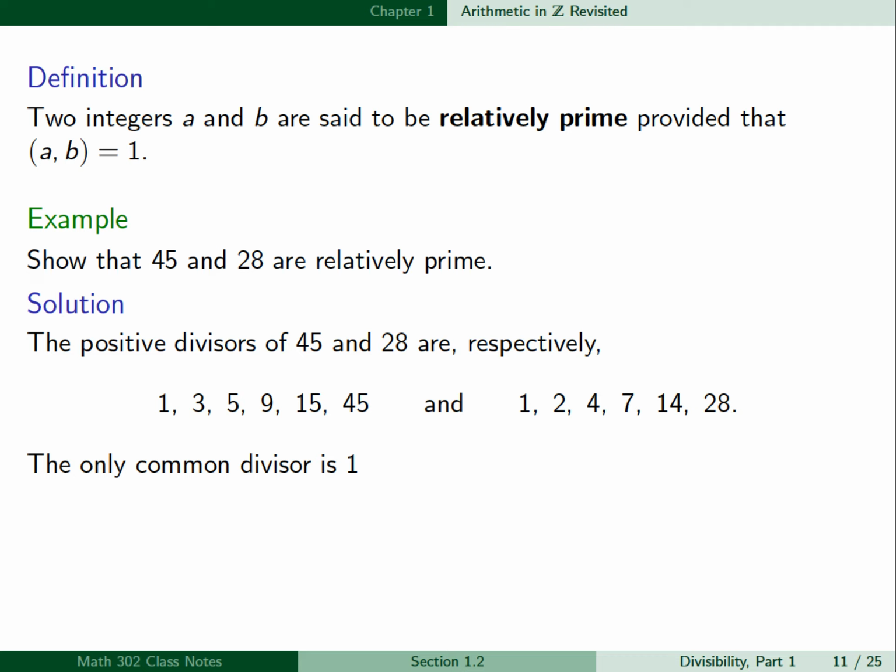And so we see that the only common divisor is 1, so the GCD of 45 and 28 is equal to 1, and therefore 45 and 28 are relatively prime.